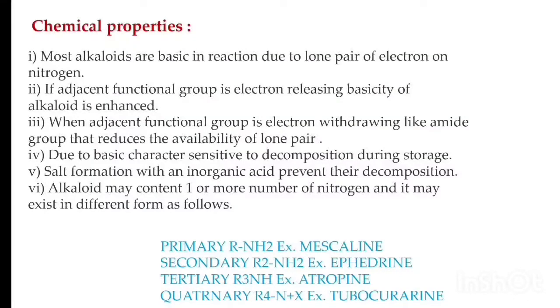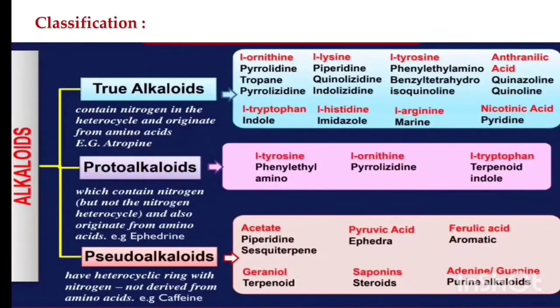Primary are NH2, for example mescaline. Secondary are R2NH, for example ephedrine. Tertiary are R3N, for example atropine. Quaternary are R4N+ X-, for example tubocurarine. Classification of alkaloids. Alkaloids are classified into three classes: true alkaloids, protoalkaloids, and pseudoalkaloids.